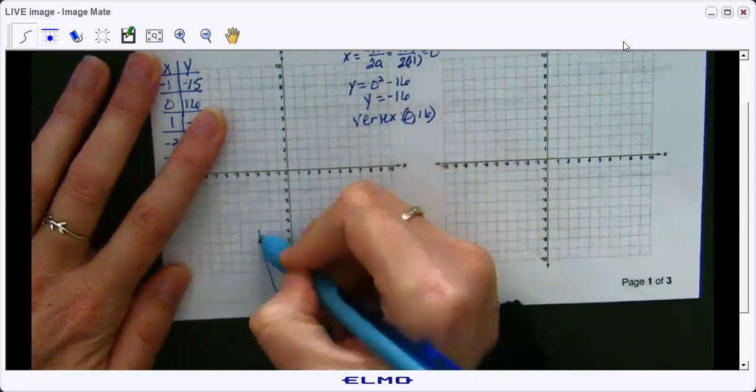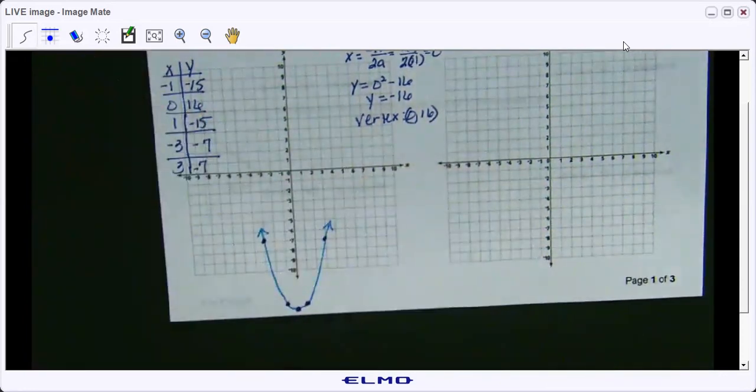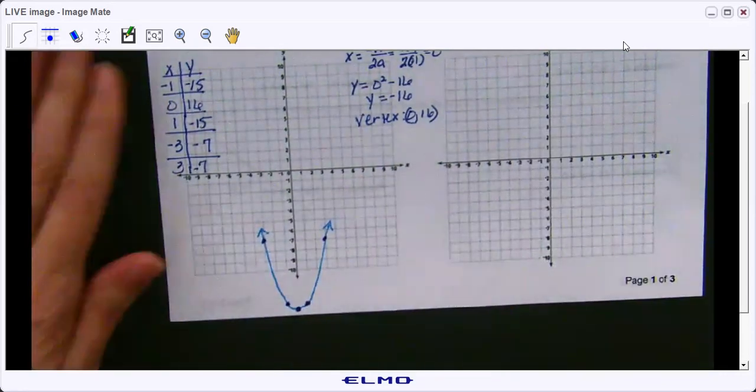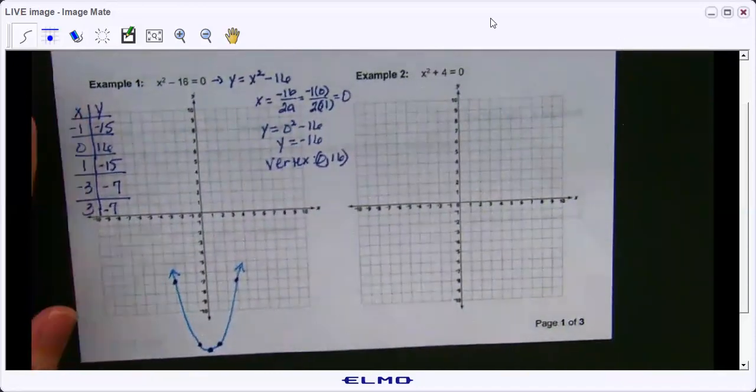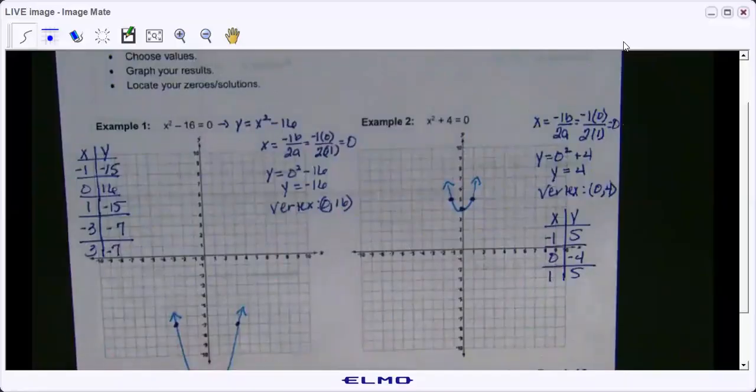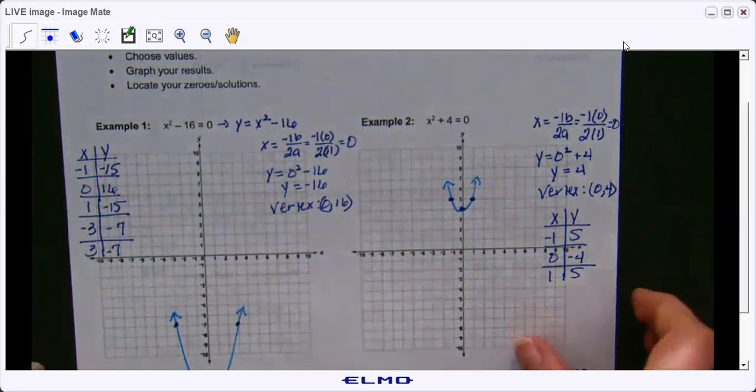So there's not really much new with this because we've done this before. So I want you to go ahead and do example 2. And I'm going to pause the video. Okay, go ahead and check your graph, and then we're going to do one other thing before you move on. Actually, no, we're going to stop right there. Okay, any questions on this?